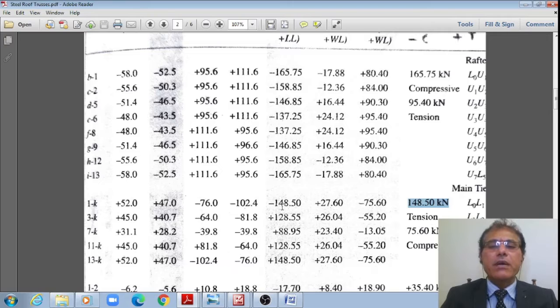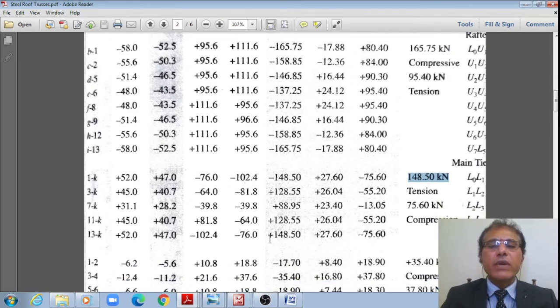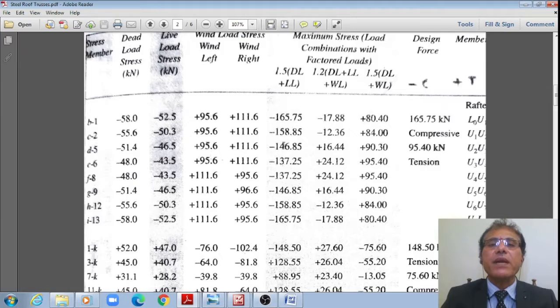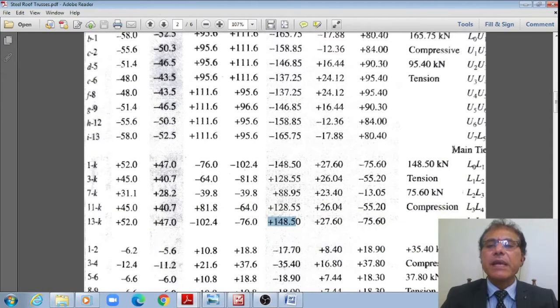Compression, student, right? Even now you can see that it is also subjected to the same amount of tension. Therefore the main tie is a principal tie. Now I'll take out of all these 1.5 dead load, live load, because this being a main tie, it is subjected to a tension force of almost 148.5. It is also subjected to a compression of 148.5.